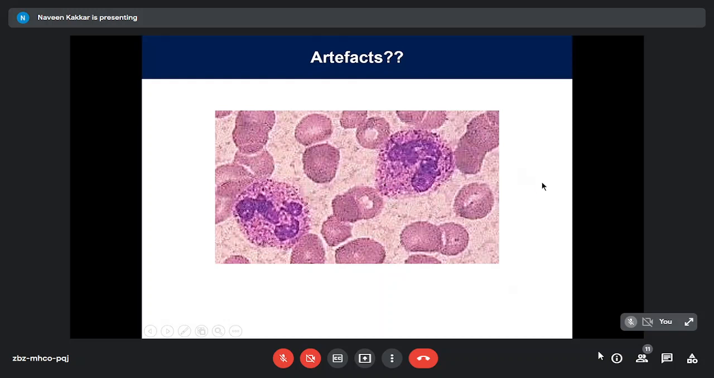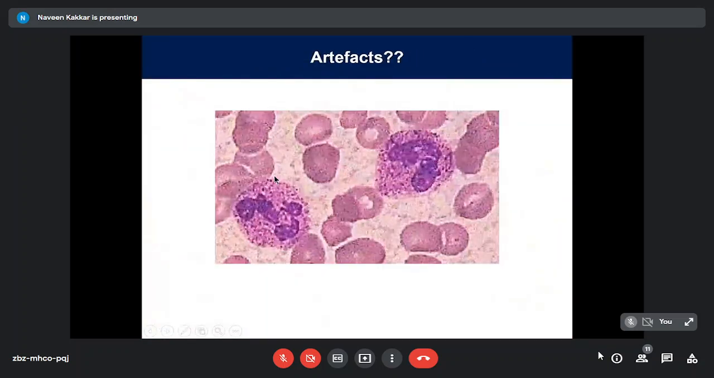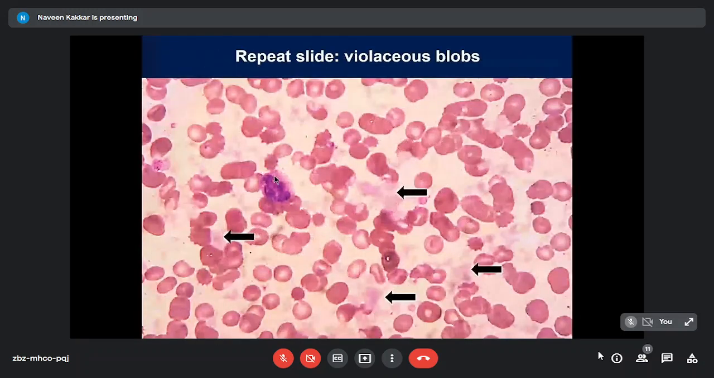So just as a stroke of luck, I said, okay, let's make another slide and have a look before I go. And the next slide showed a very different picture. None of those artifacts, but you could now pick up these violaceous blobs in the plasma area or the background area. So not in the RBCs, nothing on the neutrophils. If I go back to the first slide, it's nothing compared to what we saw now. Very, very different picture suddenly.